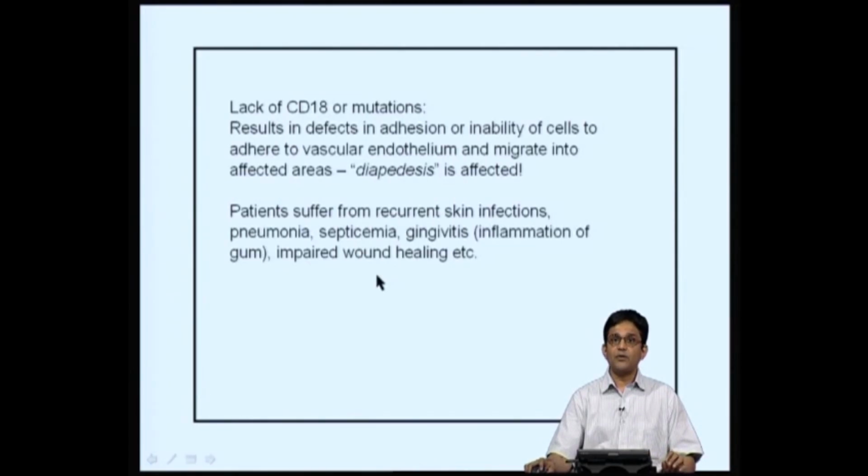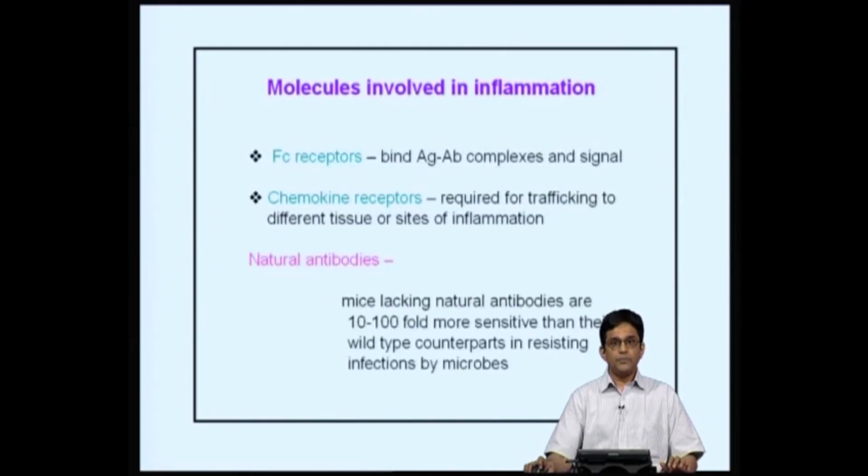Consequently, patients suffer from recurrent skin infection, pneumonia, septicemia, gingivitis, which is inflammation of the gum, impaired wound healing, etc. So, it shows you clearly, these examples are there to show you the importance of particular subunits in the innate immune response. Okay. There are other molecules that are important.